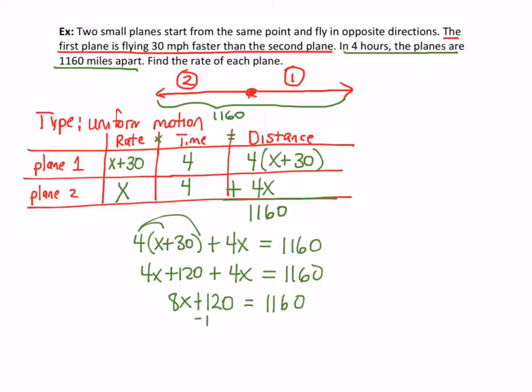So subtract 120 from both sides. I get 8x equals 1,080. Divide both sides by 8, and that will give me that x is 1,080 divided by 8, which is 13.5.